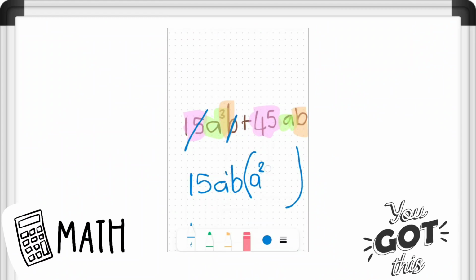Now 45, let's just put our plus. 45 divided by 15 is 3. The a cancels and the b cancels. So that is your final answer.